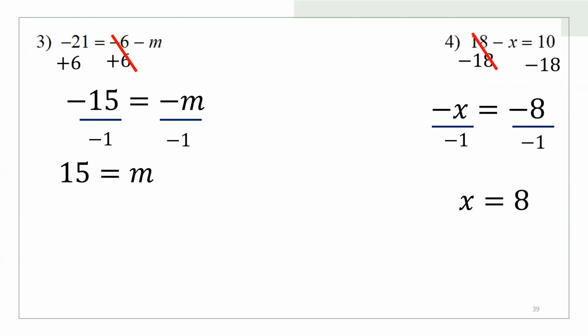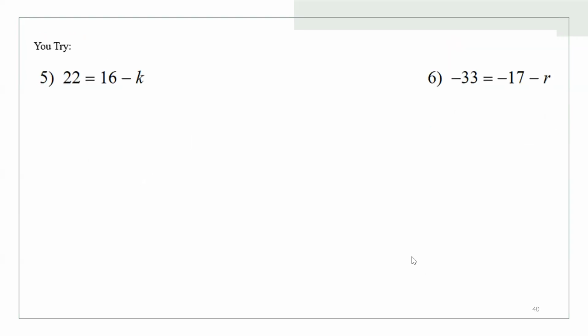Okay. All right, the next 2 examples are you tries. So go ahead and pause the video and try the examples.